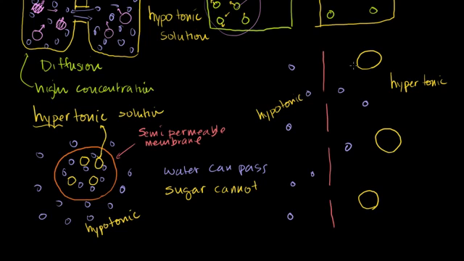But in this case, these guys can't fit through the hole. Only water can go back and forth. If these guys were not here, water would have an equal likelihood of going in this direction as it would in that direction. A completely equal likelihood.